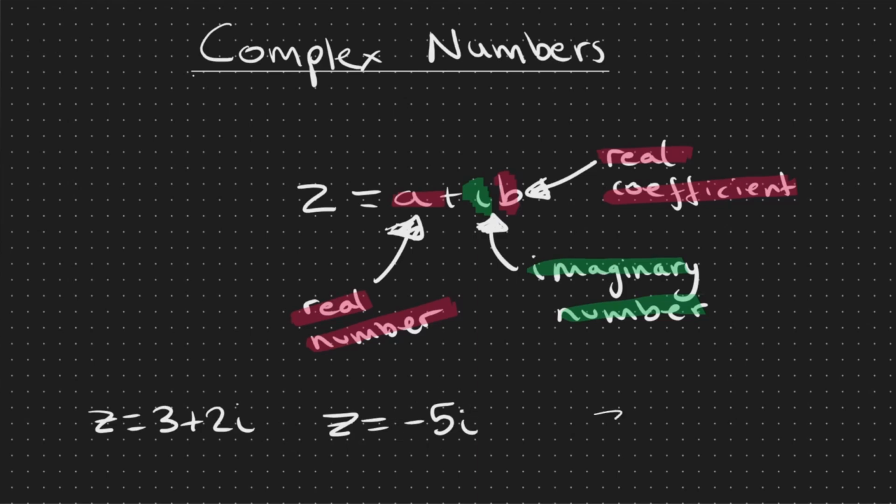Now, if we just had z is equal to 7, this number is purely real. There's no imaginary part. So you could say that every real number is also a complex number if we think about it as something plus 0 times i. You could think of it that way, but I wouldn't. I think it would be a bit too confusing. This is just a real number.